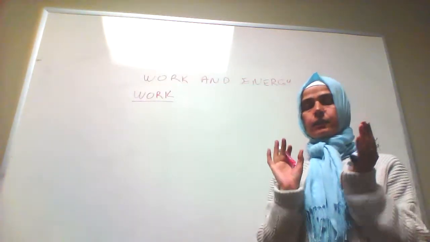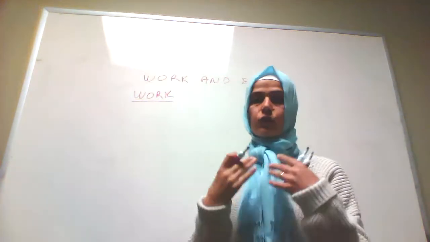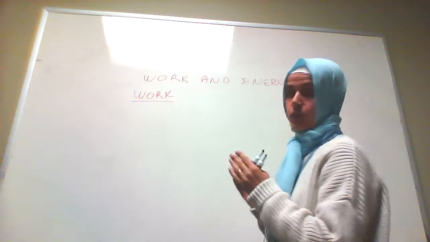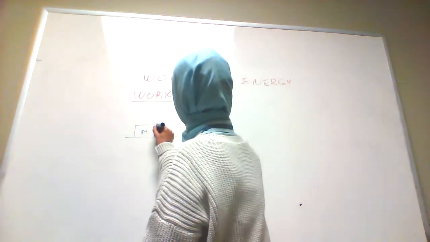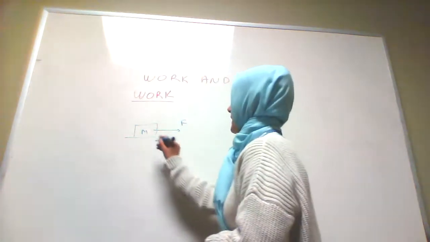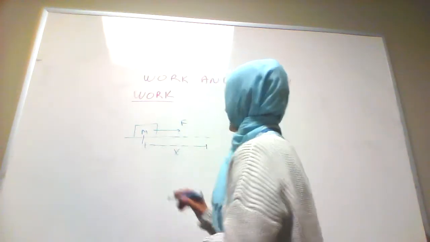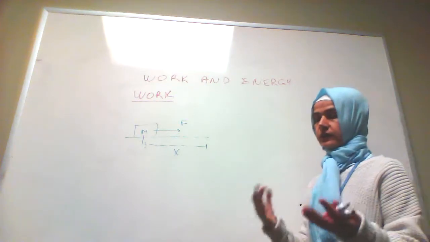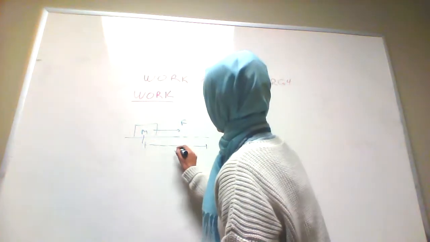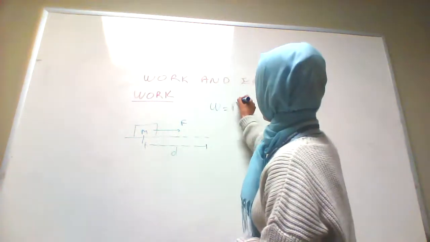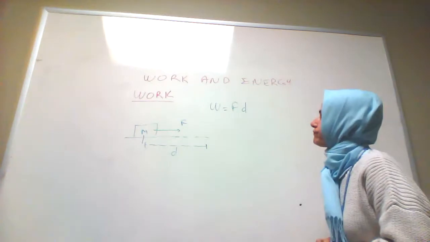If there's a force applied to an object and the object is moving in the direction of force, parallel to the direction of force, then there's a work done by this force. So let's say we have an object with mass m and we are moving it with a force F. If the object moves along the force a distance x, let's say, or distance d, let's say. And work done by this force will be F times distance.